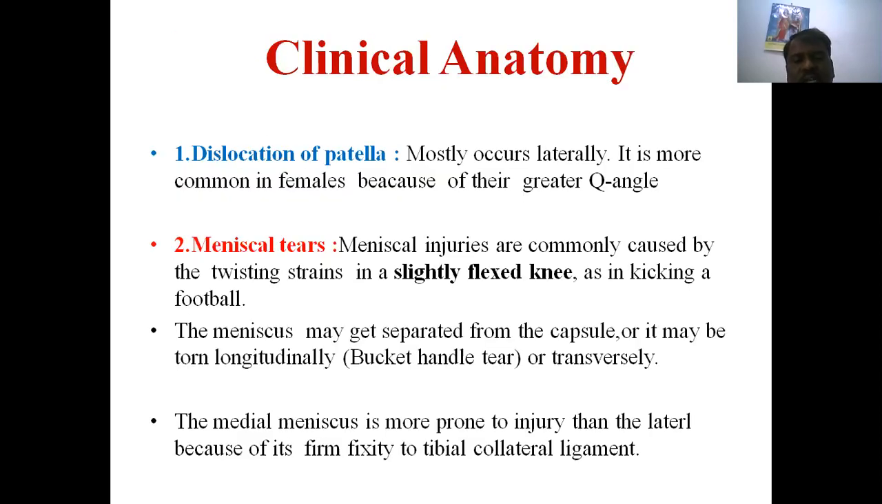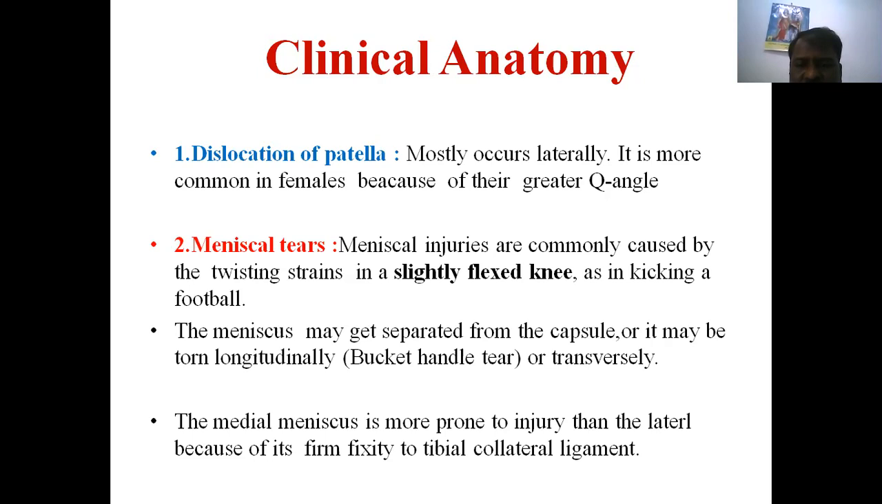What is the clinical anatomy? You now know the anatomical position, the type of joint, articular surfaces, muscles, relations, ligaments, bursas, blood supply, nerve supply and action. Now we use this knowledge on the clinical side.